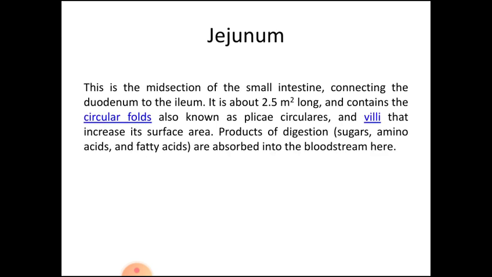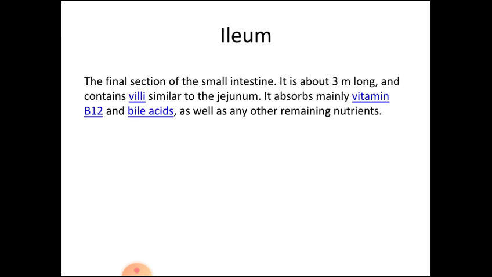The second part of the small intestine is the jejunum. This is the midsection of the small intestine connecting the duodenum and the ileum. It is about 2.5 meters long and contains circular folds, also known as plicae circulares, and villi that increase the surface area. Products of digestion, sugars, amino acids, and fatty acids, are absorbed into the bloodstream here in the jejunum.